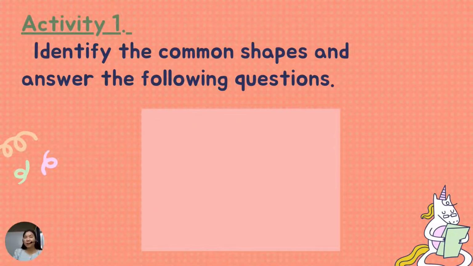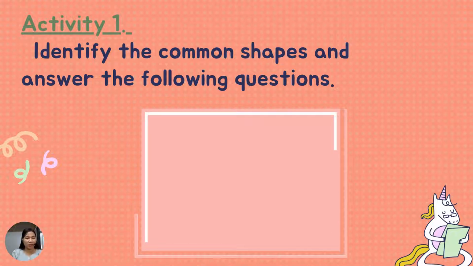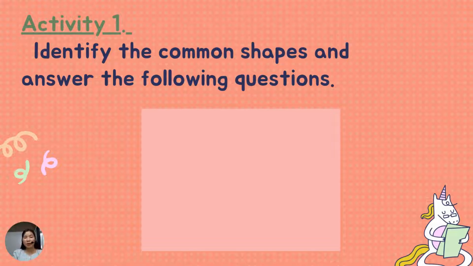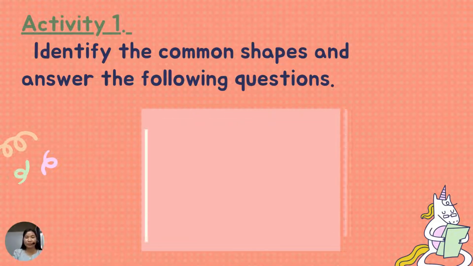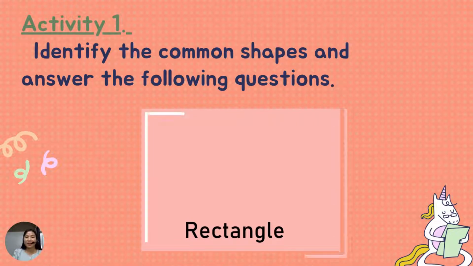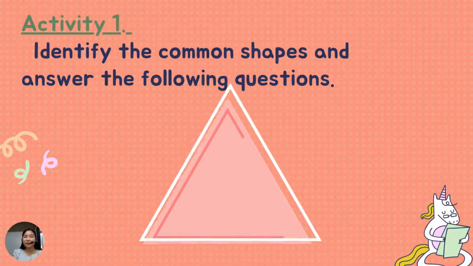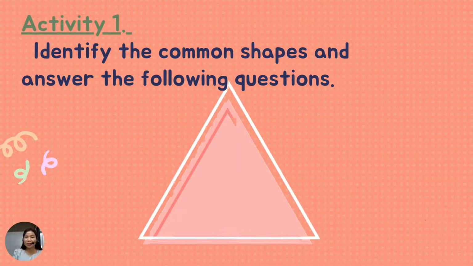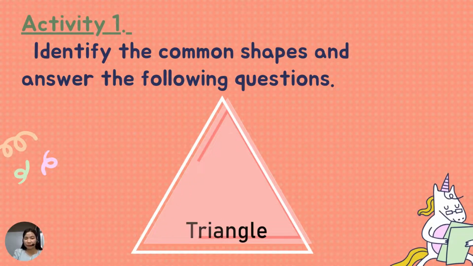So first, we will be having an activity. In this activity, you have to identify the common shapes and answer the following questions for you to be able to understand what is geometry. Here, what shape is shown below? Correct, it is a rectangle. Next, what shape is shown on the screen? This is what we call a triangle. Very good.